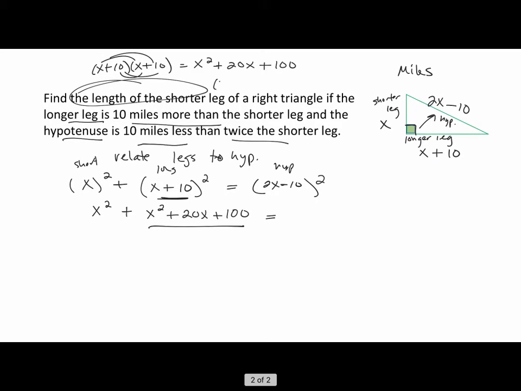And then the same idea with the 2x minus 10. You'll want to multiply that by another 2x minus 10. So 2x times 2x is 4x squared. 2x times negative 10 is minus 20x. And then another minus 20x makes minus 40x altogether. And negative 10 times negative 10 is positive 100.